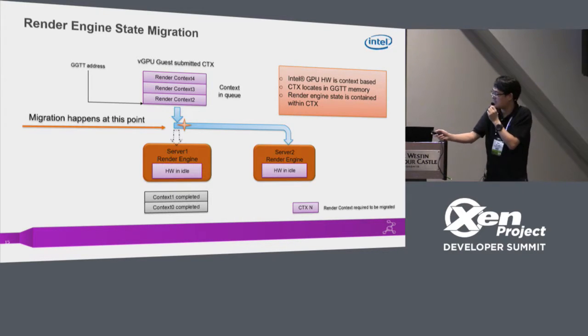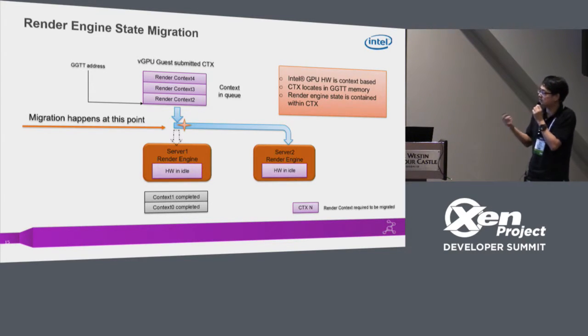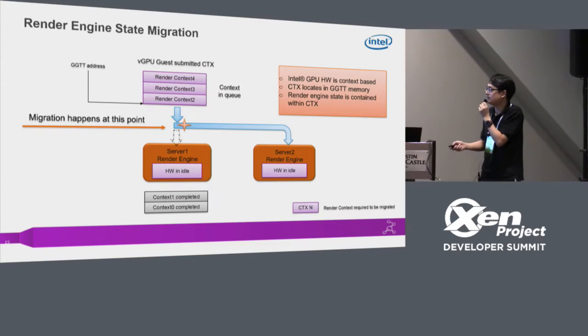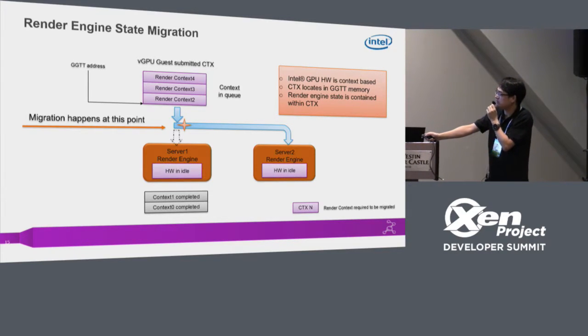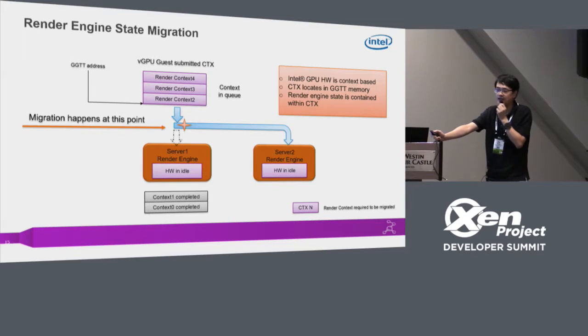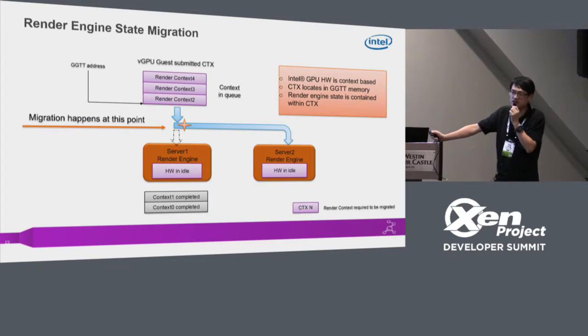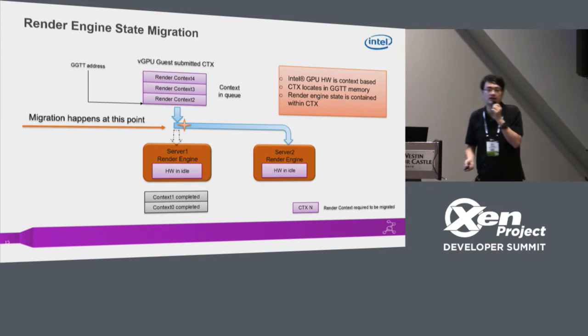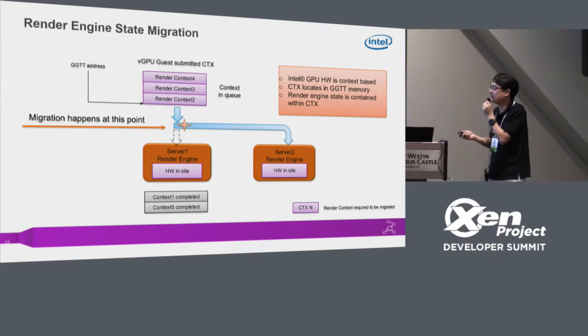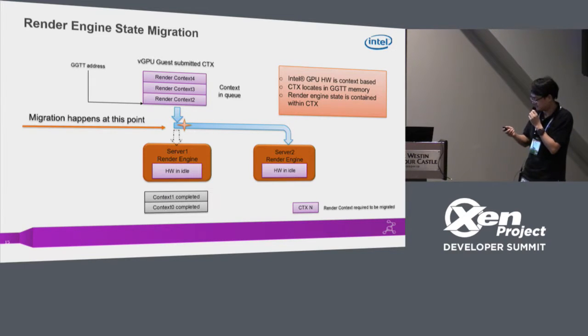Of course, these two hardware need to be identical, like the cache configuration, the EU numbers, everything needs to be the same. So by this way, by nature, the context, and so the workload, is migrated to a different server, and the context itself is located in the graphic memories. So migrating render engine status is to migrate the context, and migrating a context is actually the same as how we migrate the graphic memories.